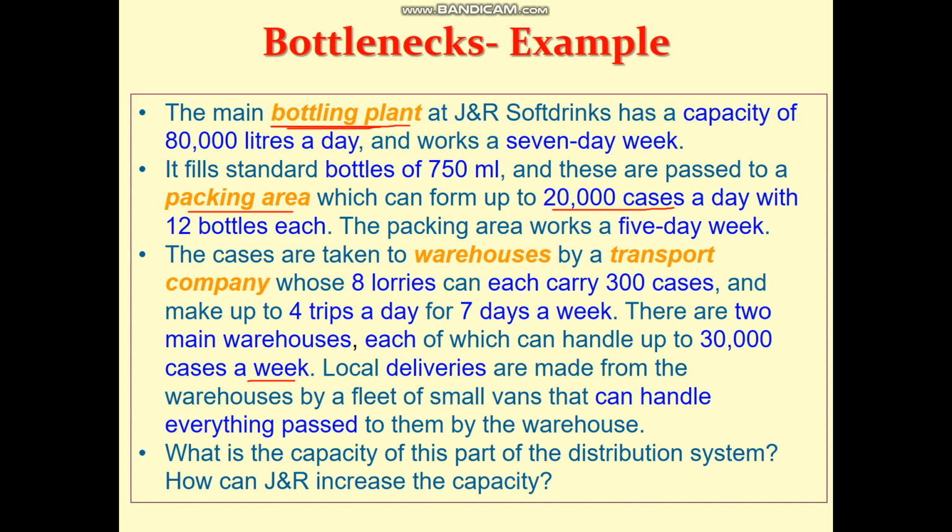Okay, then local deliveries are made from the warehouse by a fleet of small vans that can handle everything passed to them by the warehouse. So we want to determine what is the capacity of this distribution system, and how can J&R company increase the capacity. So here we have four main area here. First one is the bottling plant. The second one is packing area. Third one is the transport company, and the fourth one is the warehouse. Then after warehouse, that is the local deliveries.